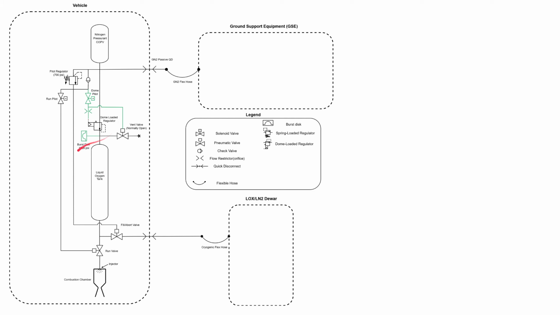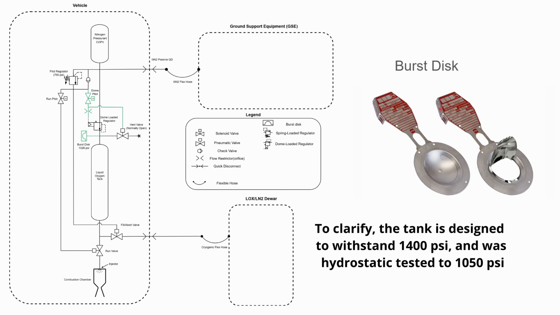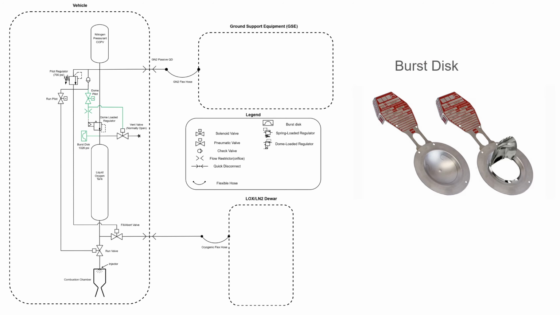Another safety mechanism we have is that if anything goes wrong with the dome-loaded regulator or it fails somehow, we have a burst disc attached to the tank. A burst disc is a very finely manufactured product that is designed to break and allow flow through at a very specific pressure. In this case, just over 1,000 psi, which is higher than our expected tank pressure of 700 psi. So this ensures that even if something unexpected happens or something goes wrong, our tank can't burst, because this will break before the tank does. Now, in order for the rocket to launch, this is technically all we need for it to be functional.